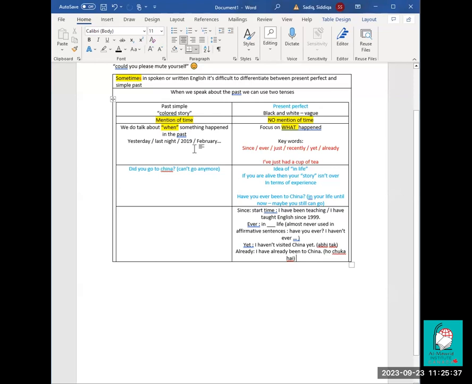Simple past, I didn't really go into that much, because simple past is really done yesterday. Yesterday is finished, right? Last night is finished. 2019 is history. February is also finished. So something that happened, it's done. It's not black and white. It's not vague. I'm not going to leave it vague. I'm going to be clear with it.